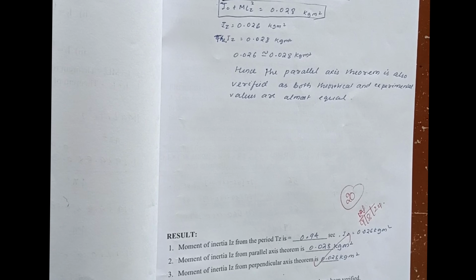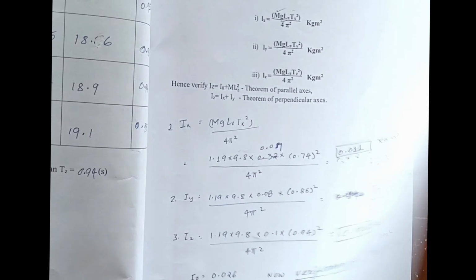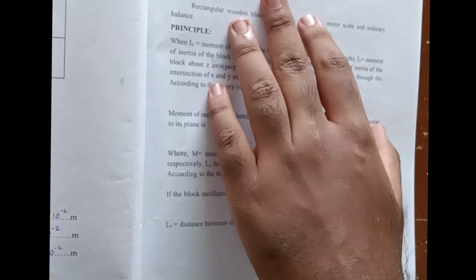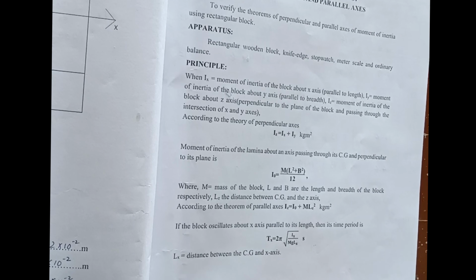The conclusion is that the perpendicular and parallel axis theorems have been verified, and this verification matches the aim of the experiment, meaning that the formulas are experimentally and theoretically correct.